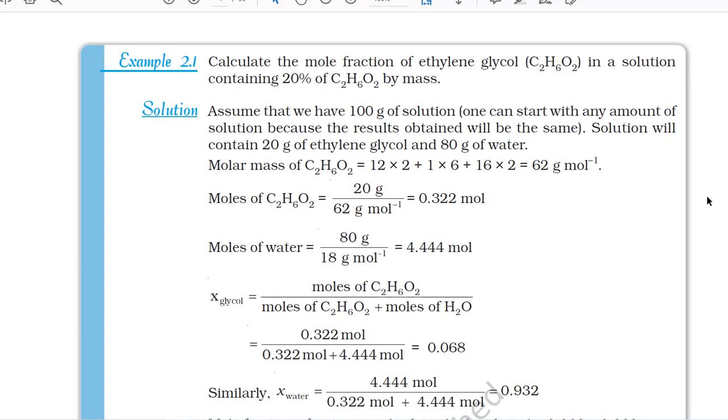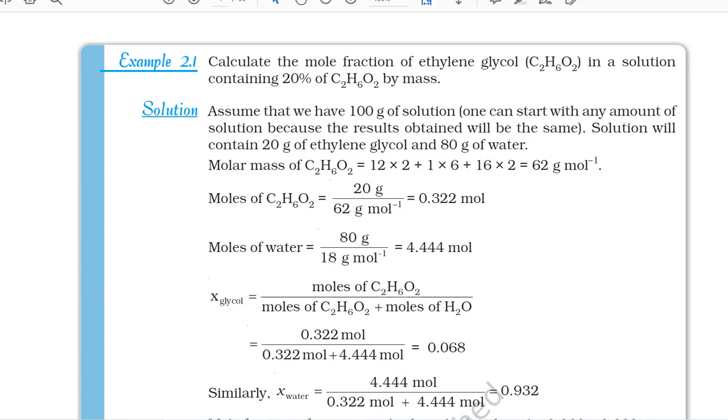Molar mass of C2H6O2 equals 12 into 2 plus 1 into 6 plus 16 into 2, which is 62 gram per mole. Moles of C2H6O2 equals 20 gram upon 62 gram per mole, which is 0.322 mole. Moles of water equals 80 gram upon 18 gram per mole, which is 4.444 mole.